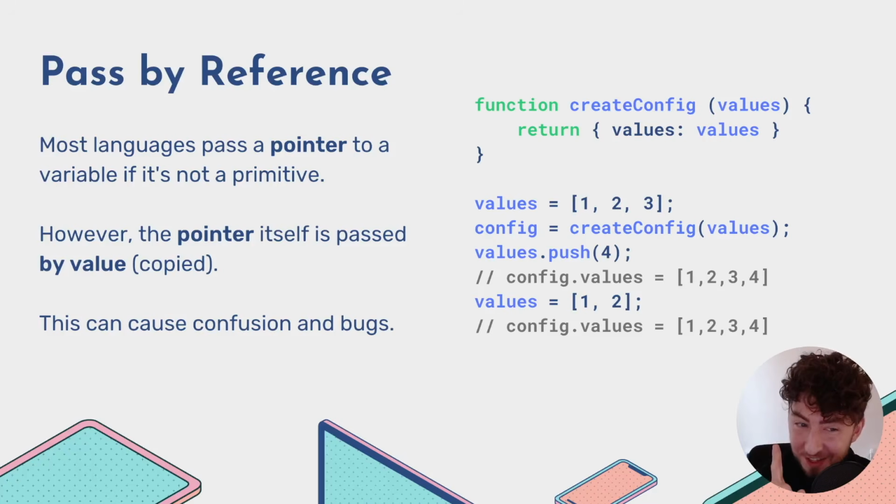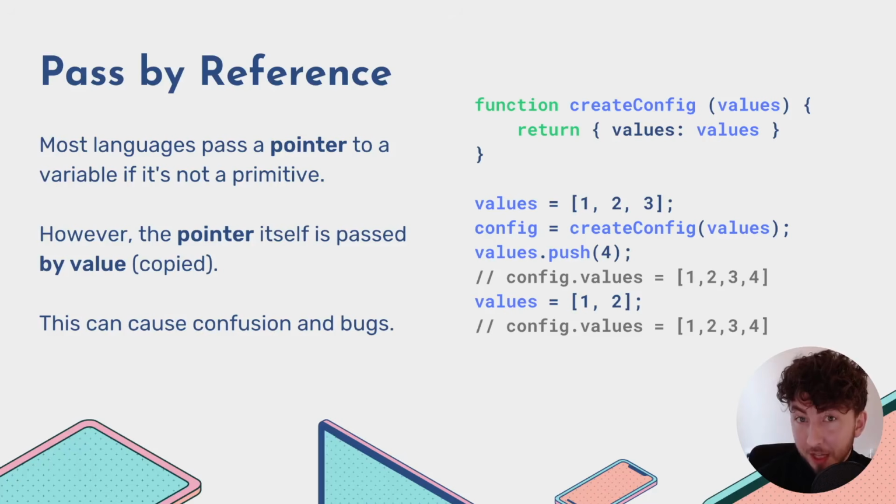But here's the tricky part, and this is something that even a lot of experienced engineers forget about or don't really understand. The pointer that we pass into the function is actually passed by value, right? Which means it's copied into the function. So if we follow the pointer and mutate the array, in this case using push to add a value to the end of the array, sure, we have a single source of truth.